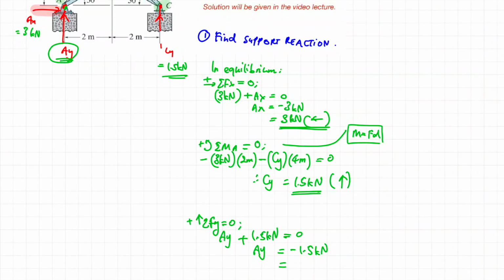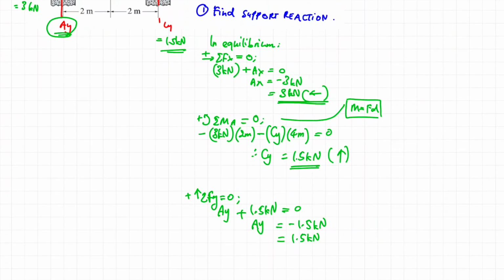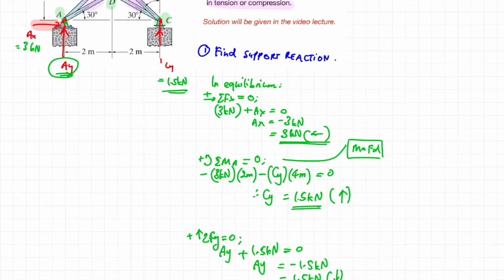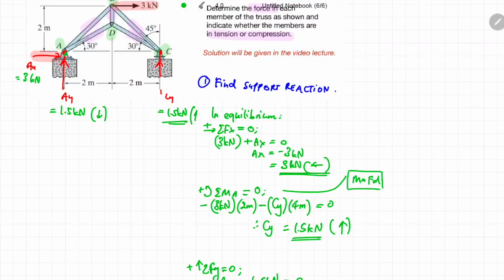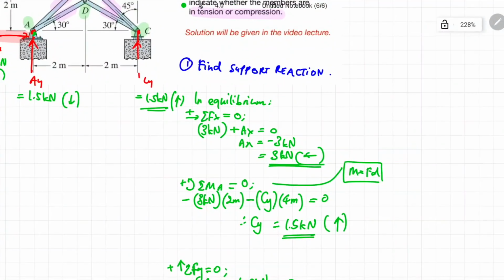The negative indicates that the magnitude of AY is 1.5 kilonewton, but it is opposite to the initial direction that you assumed earlier, which means the actual direction of AY should be downward. Okay, so now that we have attained all the external forces, or the support reaction forces happening at each joint, AY is 1.5 kilonewton pointed downwards, CY is 1.5 kilonewton pointed upward, and finally AX is 3 kilonewton, and don't forget that it is pointed to the left.